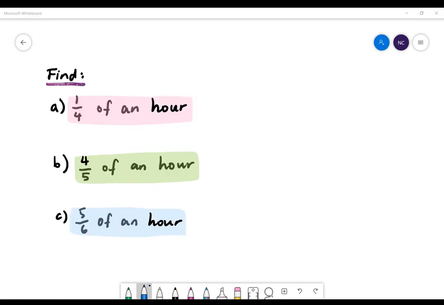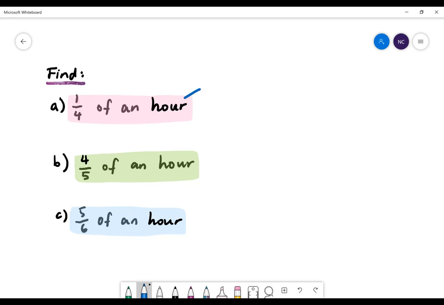Here is our last example. Here we'll be looking at fractions of an hour. The first thing we need to do is convert 1 hour into minutes. So we have 60 minutes. We want to find 1/4 of an hour. So the same as finding a quarter of 60 minutes. So we're going to take 60 and we're going to divide by 4. So we'll be left with 15 minutes.